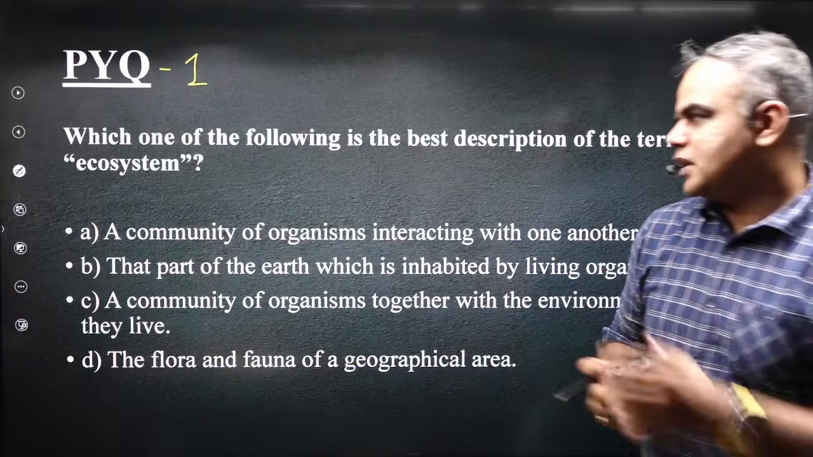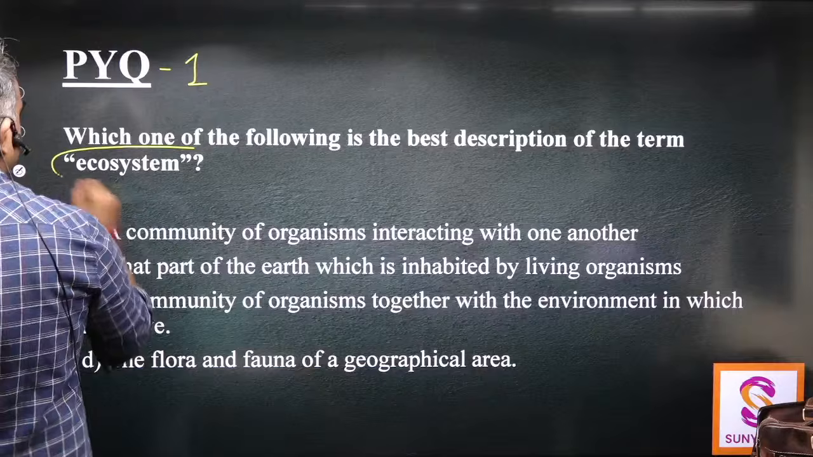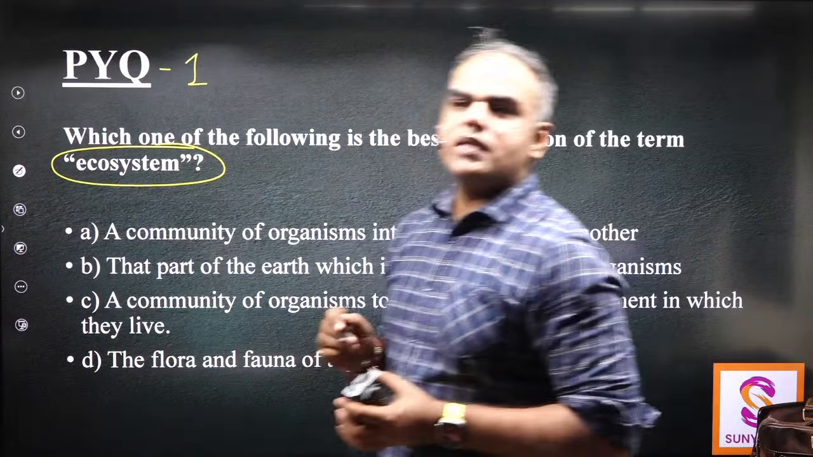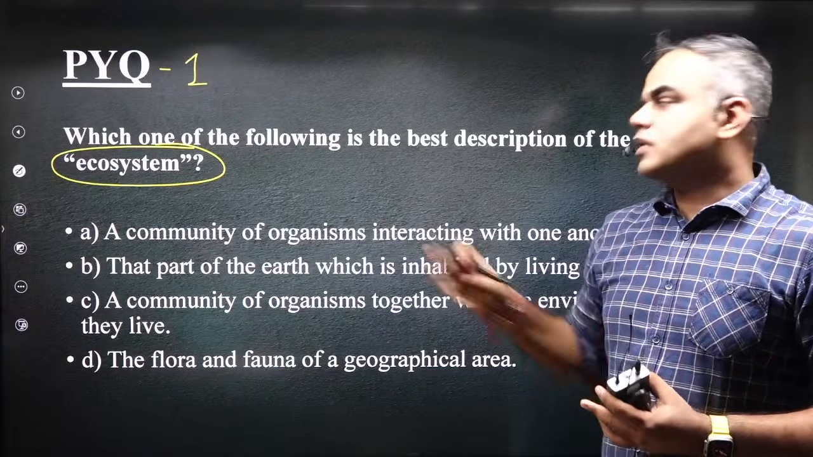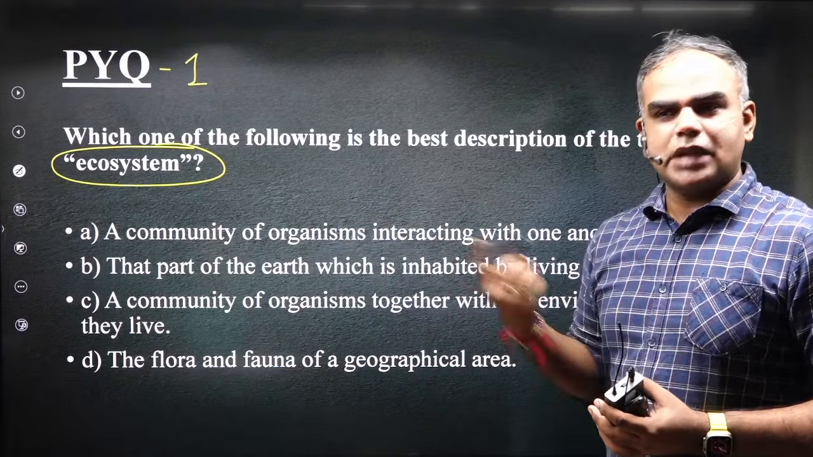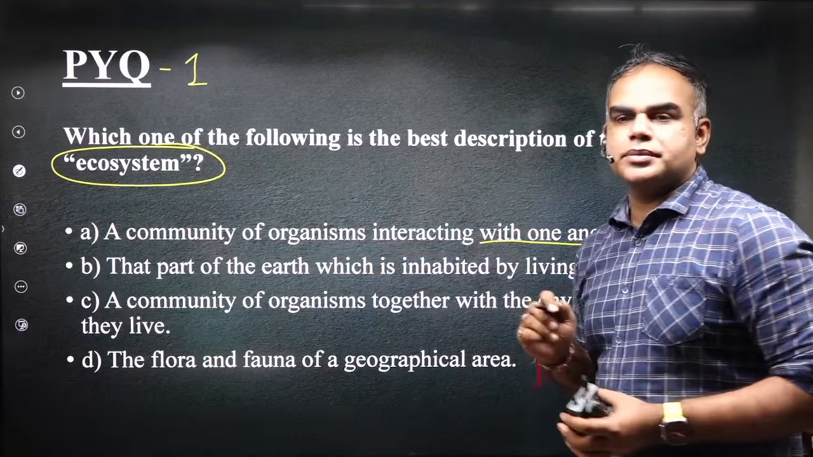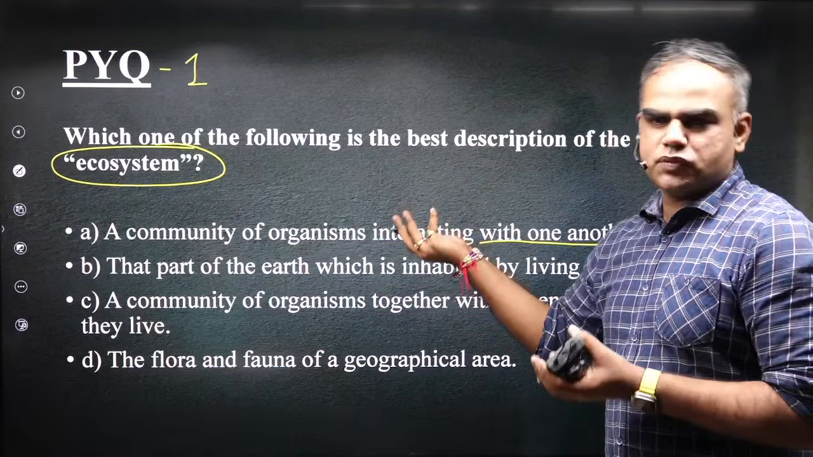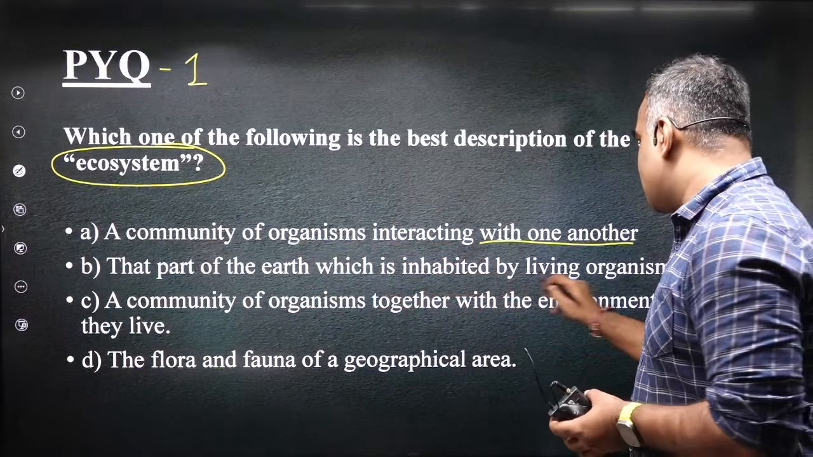अच्छा, okay. Now please see, the question is ecosystem. We have seen one definition. What is the definition we have seen? Structural and functional part. ठीक है. Now they've twisted. Now let's see this. A community of organisms interacting with one another. Okay. Looks fairly okay, not too bad. That part of the earth which is inhabited by living organisms.